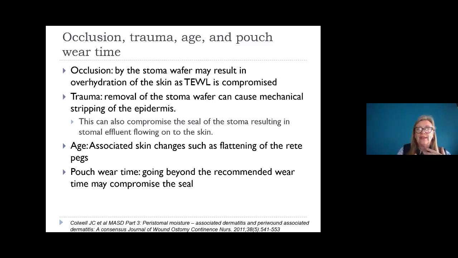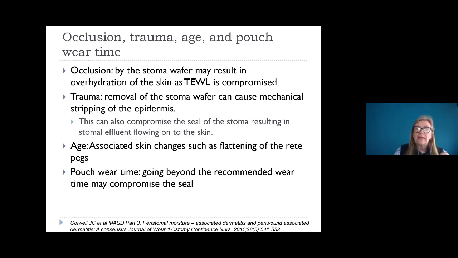But they also prevent moisture escaping from the skin. So you can get overhydration of the skin, particularly if your transepidermal water loss is compromised. You can also have trauma from removal of the stoma wafer. And as with any adhesive, if you're removing it from the skin, however carefully you do that, you can get some surface stripping of the epidermis, causing medical adhesive related skin problems.